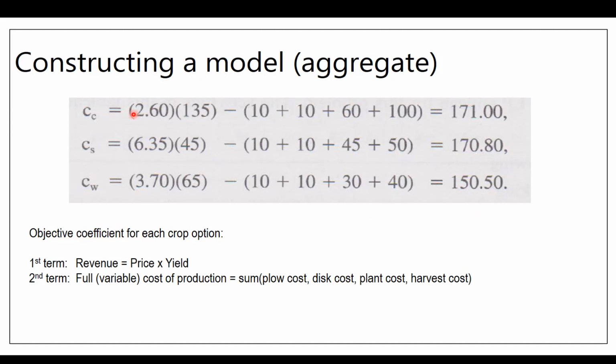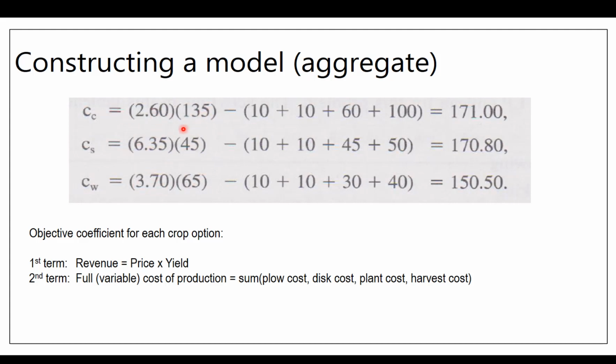Okay, so in the chapter they talk about constructing a model with these coefficients based on the budget information or the assumptions on the previous page. So here we would have the corn coefficient in the objective equation, the soybean and the wheat coefficients, all from the objective equation. So the first piece here is the revenue assumption.